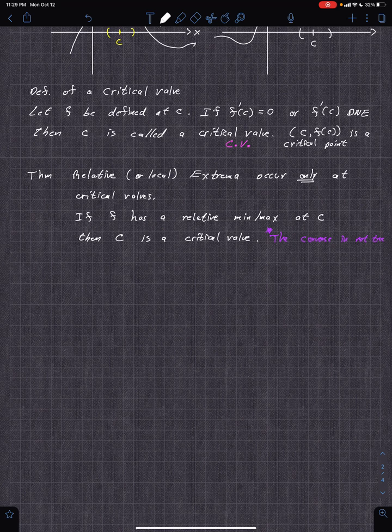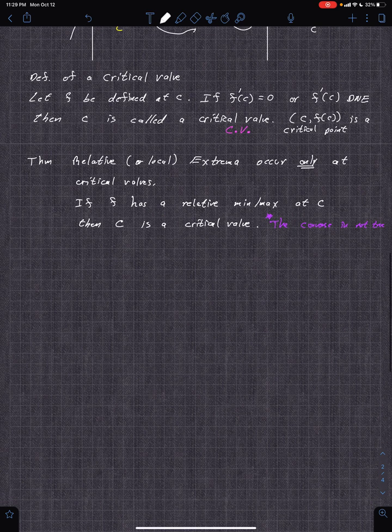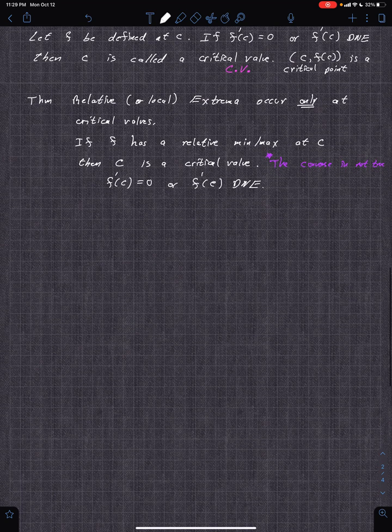So we have these different cases. So the critical values basically for C. When it's a critical value, you have only two things: f prime of C is equal to 0, or f prime of C does not exist. That's it. So let me just show you the different cases again, concepts.